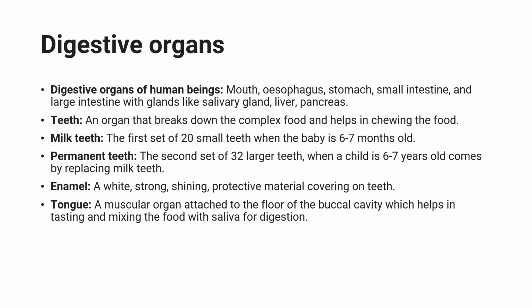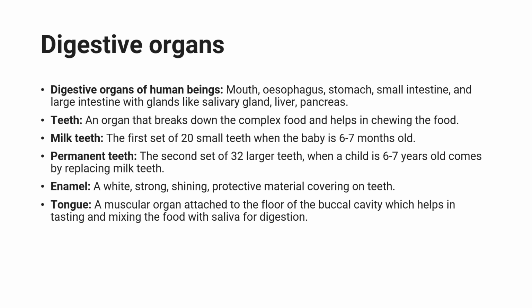Now let's look at the digestive organs of human beings, which involves mouth, esophagus, stomach, small intestine and large intestine with glands like salivary glands, liver, pancreas. Teeth, an organ that breaks down the complex food and helps in chewing the food.